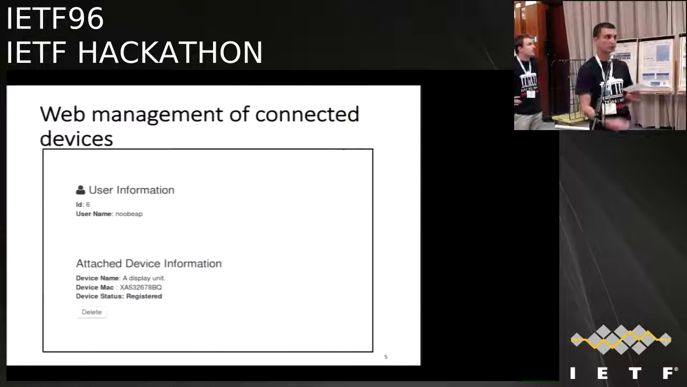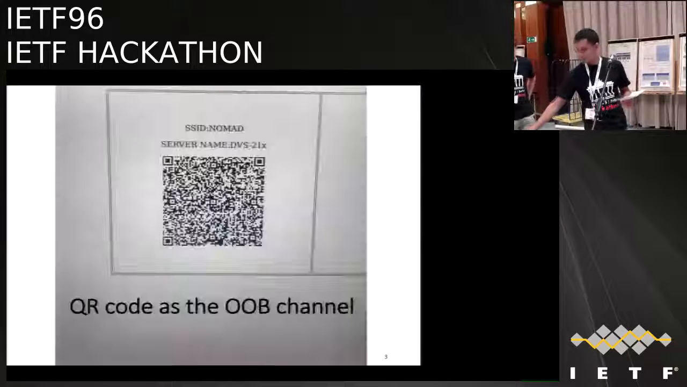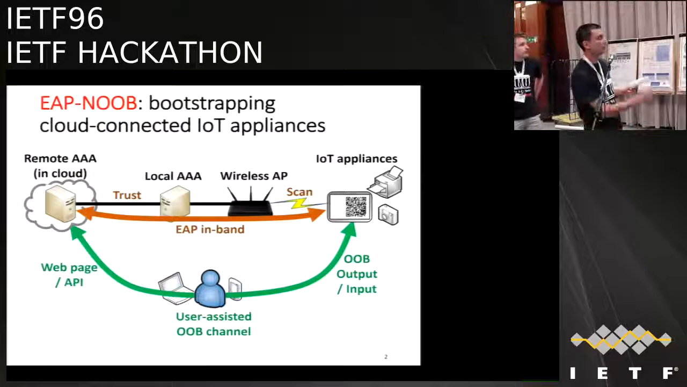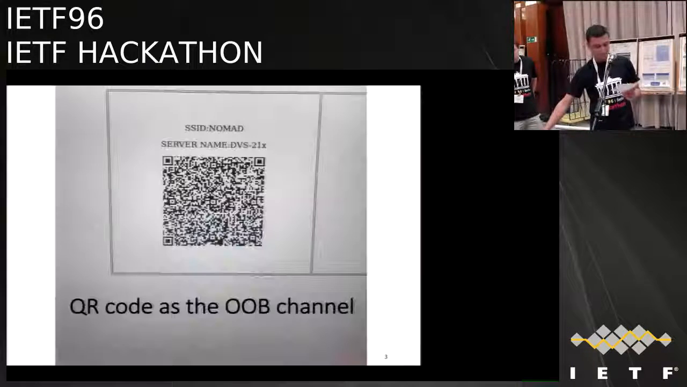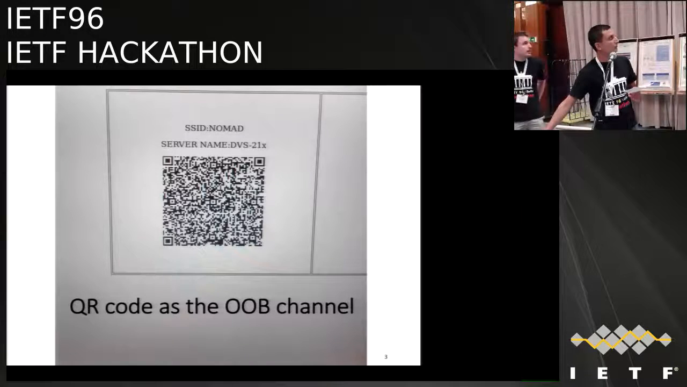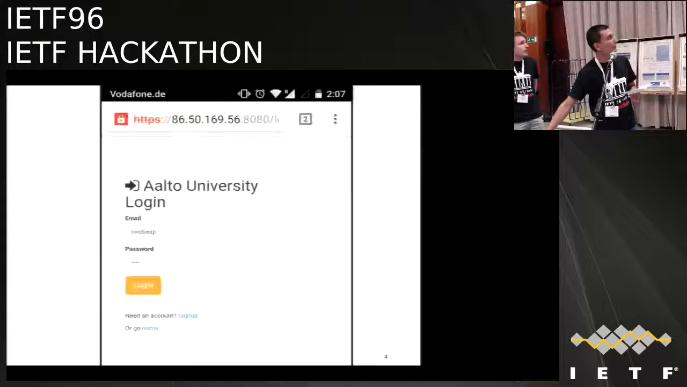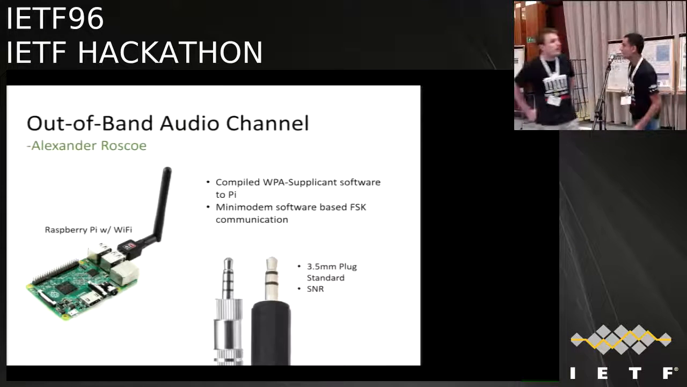We had some parts of the implementation, but we spent most of the time at the hackathon fixing stuff and trying out some of the other features, like getting FreeRADIUS to proxy. If I go back, here you see a local AAA and a remote AAA in the cloud, so getting that to proxy properly. And QR code was one example. We also tried to get it working with audio, and I guess Alex will talk about it.